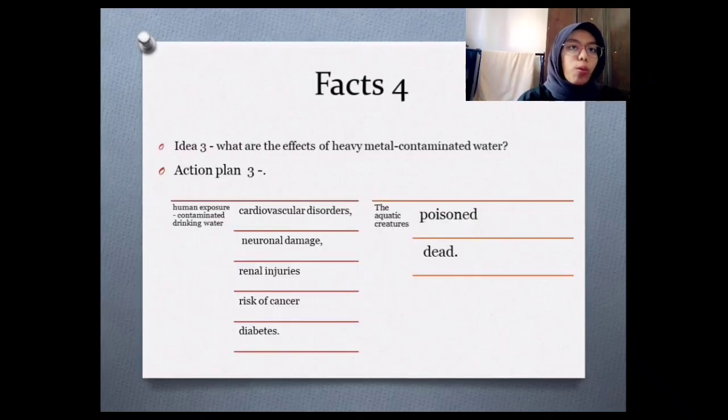The next idea is the effect of heavy metal contaminated water. For human exposure, if we drink the contaminated water, we could have cardiovascular disorder, neuronal damage, renal injuries, risk of cancer, and also diabetes. For aquatic creatures, they might be poisoned and die.